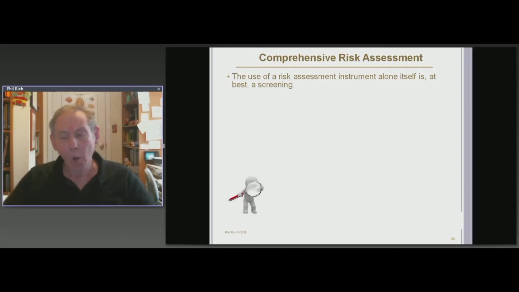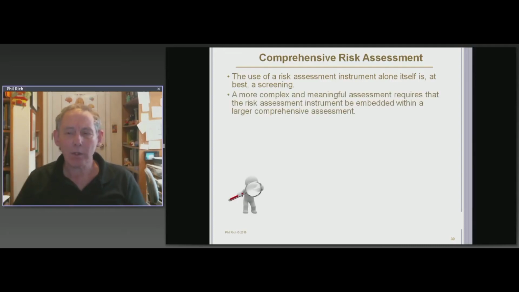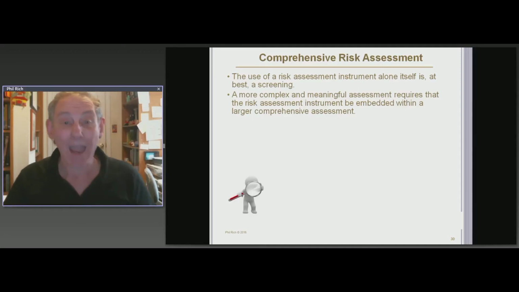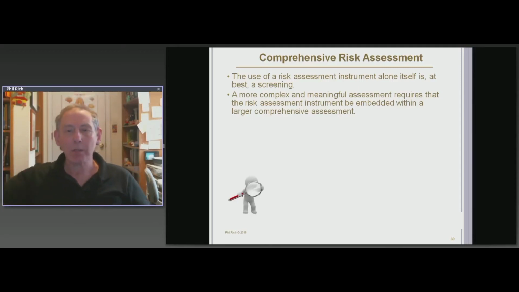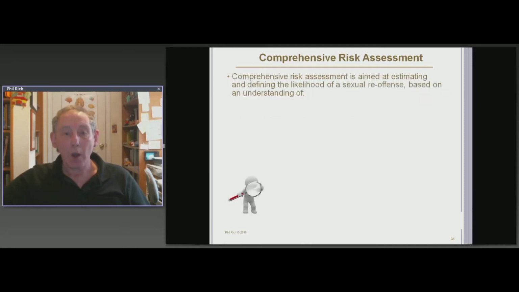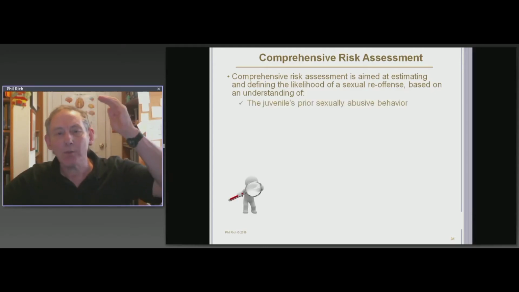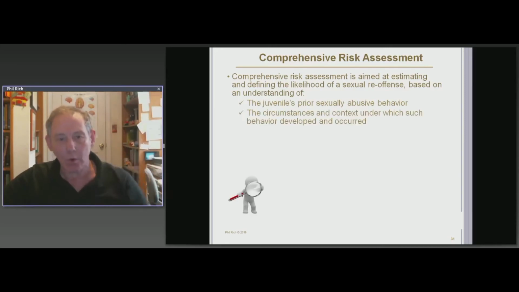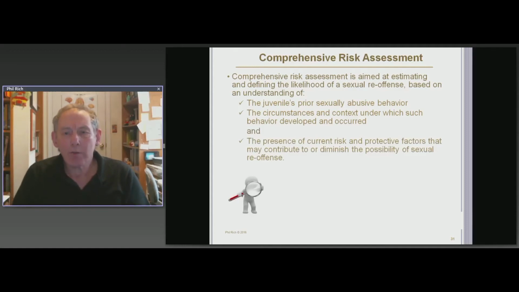Putting this all together, going beyond the use of simply an instrument, we recognize that when we use instruments alone, it's really just a quick screening. If we want a more comprehensive, more meaningful assessment, then it has to be built within a much larger comprehensive assessment, which is aimed at trying to understand and estimate the potential for reoffense based on understanding the juvenile's previous behavior, of course, circumstances and context, and also what the current risk factors are and what the current protective factors are that either contribute to risk or buffer against risk.